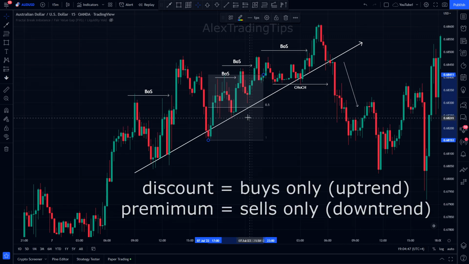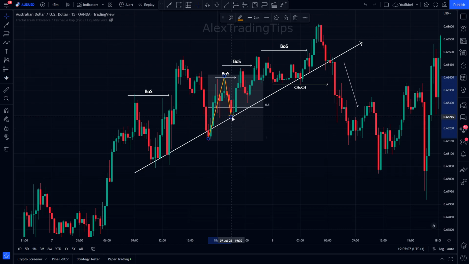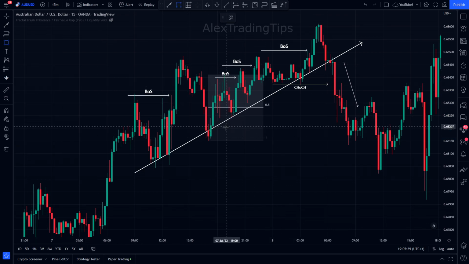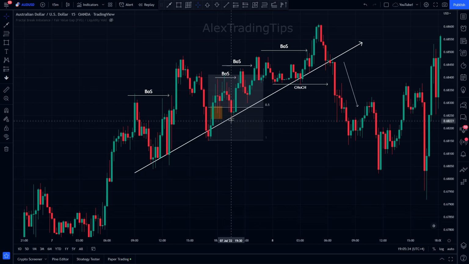The discount area is the lower part of a swing, while the premium area is the top part of the swing. This right here being our swing. In this case, we have a simple imbalance right here, which was quickly filled within a few minutes. But this could have given us a good entry for a long setup.